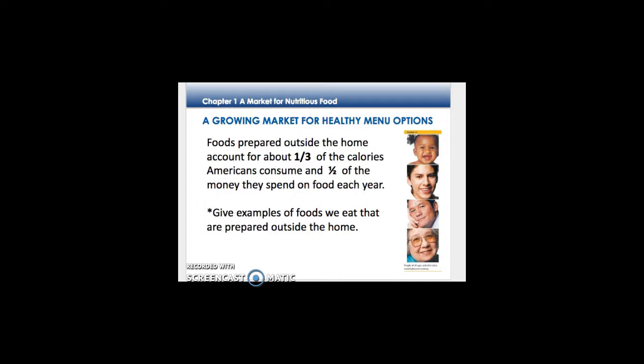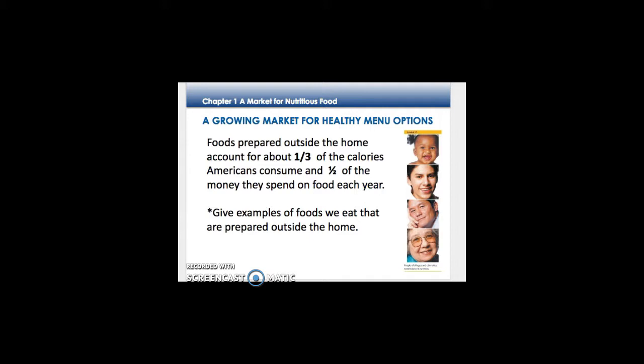There is a growing market for healthy menu options, just like our case study pointed to. We have a lot of individuals who are gluten-free or dairy-free or paleo. All of these are new trends in diets and foods, and so as an individual you need to know what these are and what some of the nutritional benefits and deficiencies are that each of these types of diets offer.